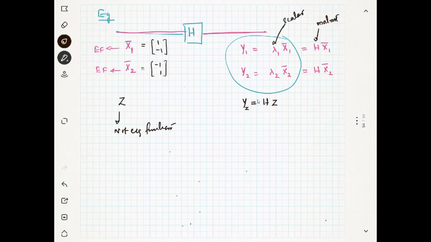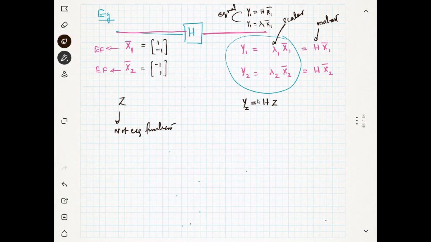How will it become equal? The y1 you are getting by h into x1, and the y1 you are getting by lambda 1 into x1, both will be equal. That means if you calculate y1 equal to h into x1 bar, and y1 equal to lambda 1 into x1 bar, both will be equal. It is having a special property.